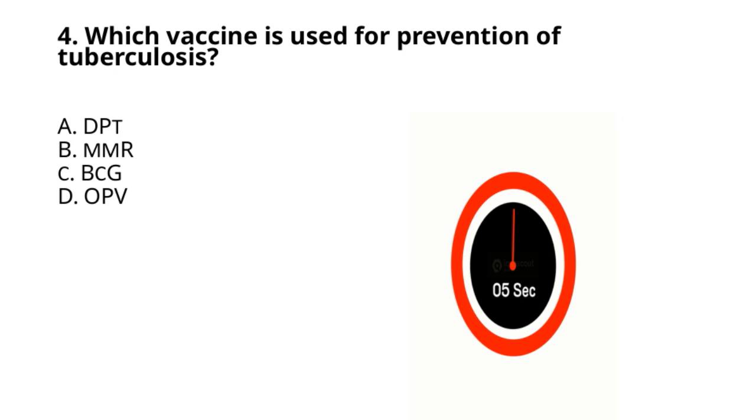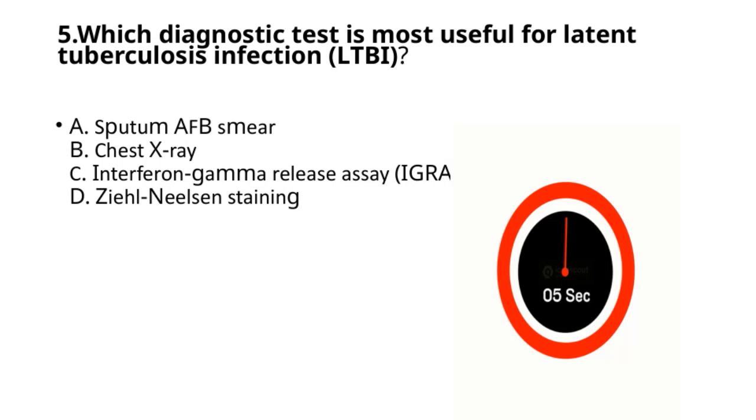Let's take a closer look at some of the diagnostic tools we use in tuberculosis detection. First, we have the sputum AFB smear, which is useful for identifying active pulmonary TB by detecting acid-fast bacilli in sputum samples. Next is the chest X-ray, a non-invasive way to visualize lung involvement and look for typical TB patterns, especially in cases where the diagnosis isn't clear from symptoms alone.